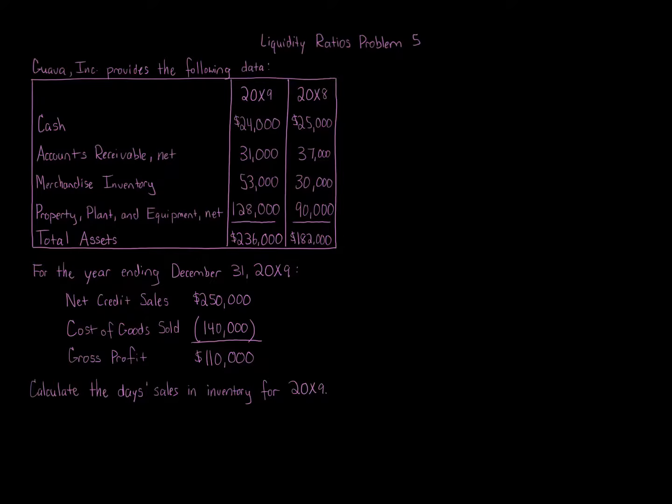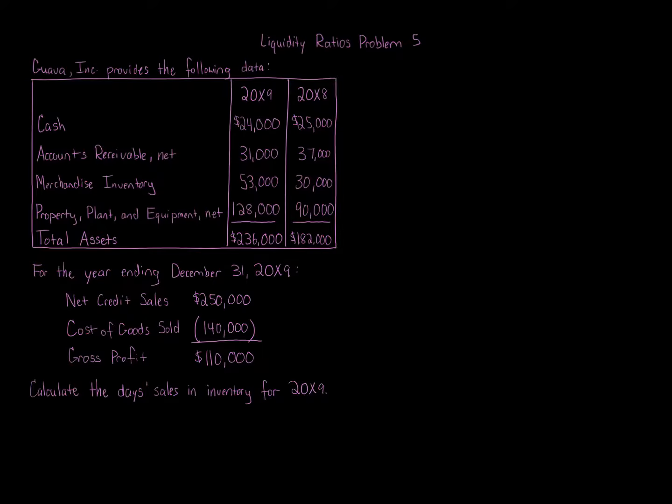Accounts receivable net 20x9, $31,000. Accounts receivable net 20x8, $37,000. Merchandise inventory 20x9, $53,000. Merchandise inventory 20x8, $30,000. Property, plant, and equipment net 20x9, $128,000. Property, plant, and equipment net 20x8, $90,000. Total assets 20x9, $236,000. Total assets 20x8, $182,000.